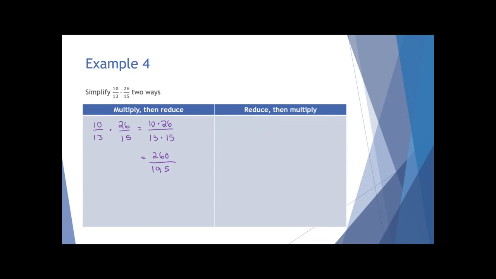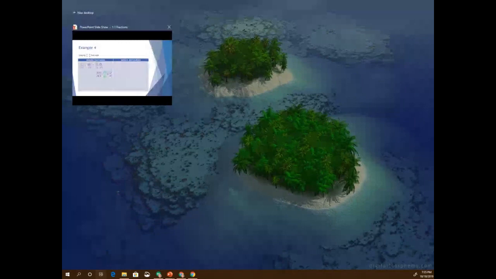So we multiplied, but now we need to reduce that number. These are big numbers. I could do prime factorization, or I can just make a guess and say, let me try to divide those by 5, because I know that 5 goes into both of these numbers, and then I can see what happens. So I'm going to divide both of these by 5 to try to reduce. 260 divided by 5 is 52. 195 divided by 5 is 39. Okay, so now we've got 52 over 39.